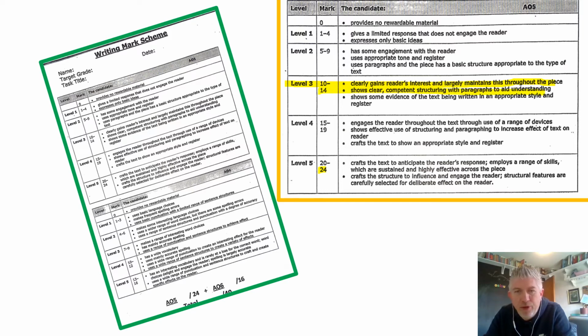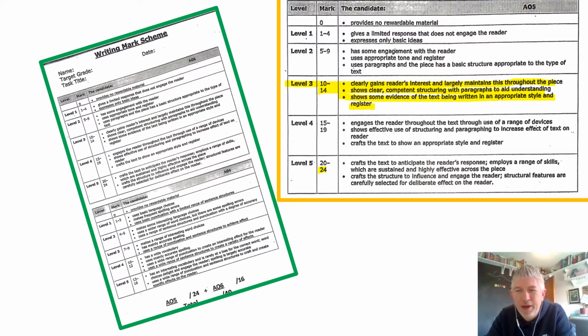Okay, so when you're writing your letter, you need to make sure that your writing is engaging and interesting throughout the piece. So make sure it's pretty interesting all the way through. That means it's going to be interesting at the beginning and at the end, and hopefully a bit in the middle too. Make sure that you've got paragraphs in your writing. That's essential if you want to get 10 or more marks. And finally, make sure that your writing is written in the appropriate style and register.